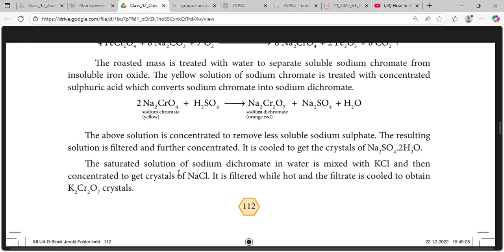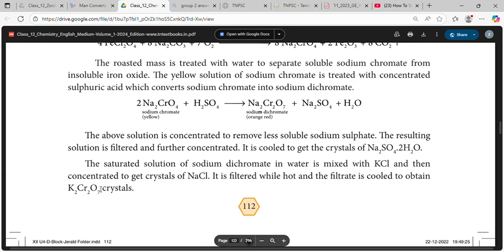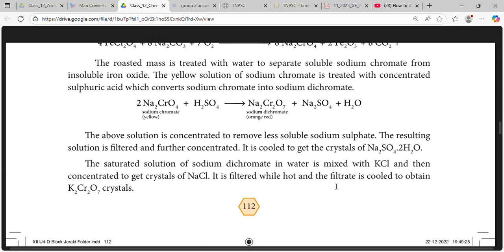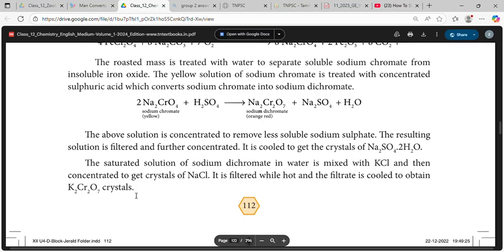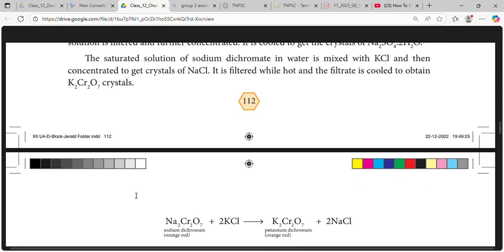The saturated solution of sodium dichromate is mixed with KCl and then concentrated to get crystals of sodium chloride. It is filtered hot, and the filtrate is cooled to obtain K2Cr2O7 crystals.